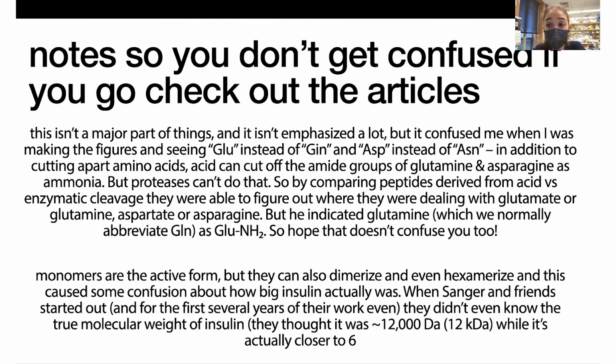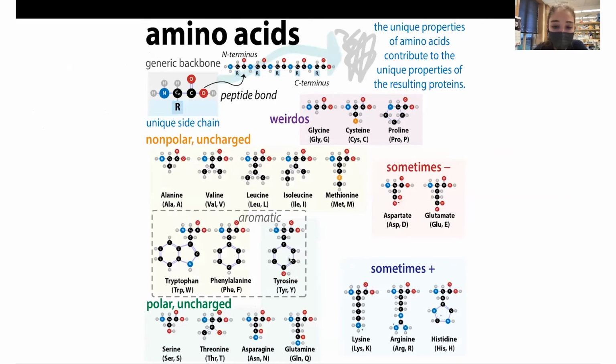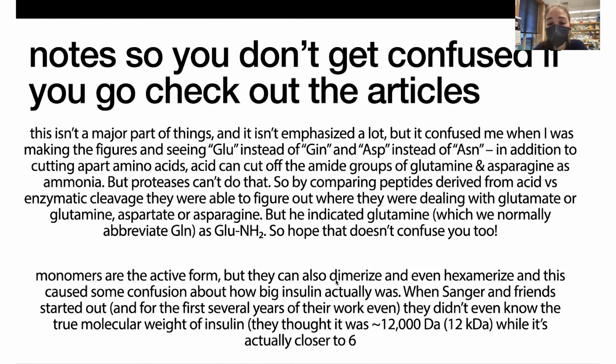Basically, in some cases, if you use acid hydrolysis, you can't tell the difference between an asparagine and an aspartate, and glutamine and a glutamate, because under acid hydrolysis conditions, the amide can get hydrolyzed off, and so asparagine looks like aspartate, and glutamine looks like glutamate. And so they weren't able to tell those apart with just the acid hydrolysis. So by comparing the protease samples, because the proteases don't have that problem, and the acid hydrolysis samples, they were able to see which form it was.